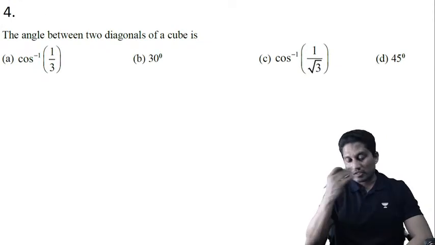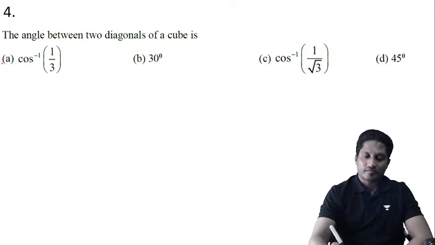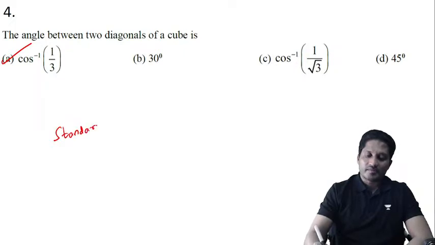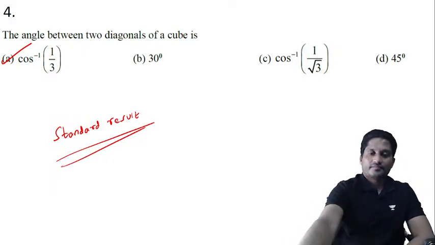This was asked in the 2014 question. It's a standard result: the angle between any two diagonals of a cube is cos inverse of 1 by 3. We can prove this result, guys, but it's a standard result. 2014 this was asked. Right, let's move to the next question.